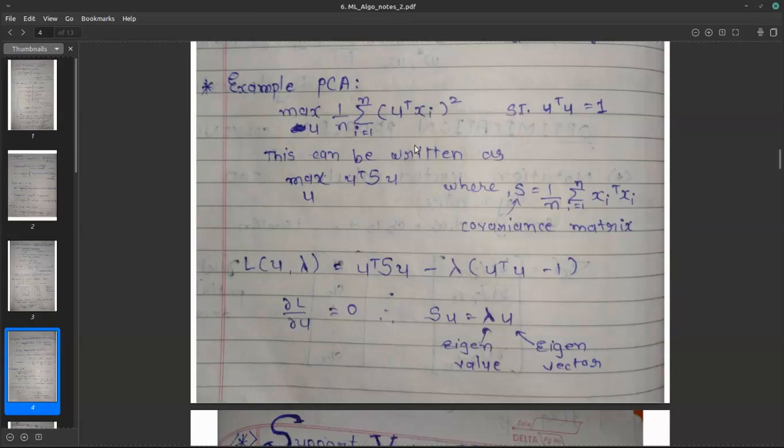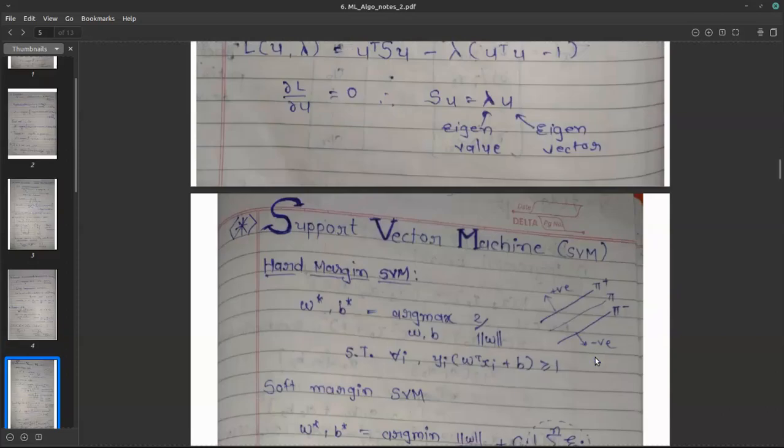We are directly assuming something like this: uT S u. We are just taking S equal to something like this covariance matrix. So this also doesn't make sense. Due to some time constraint, I don't want to be going deep into it.